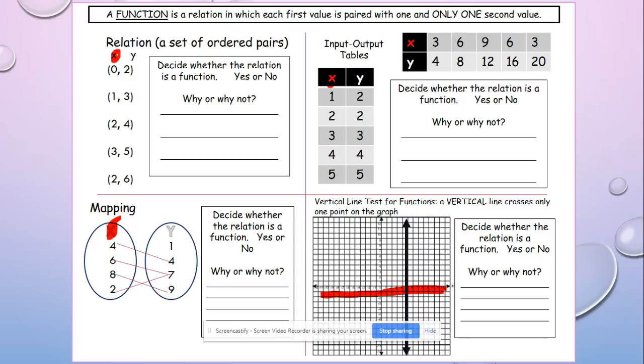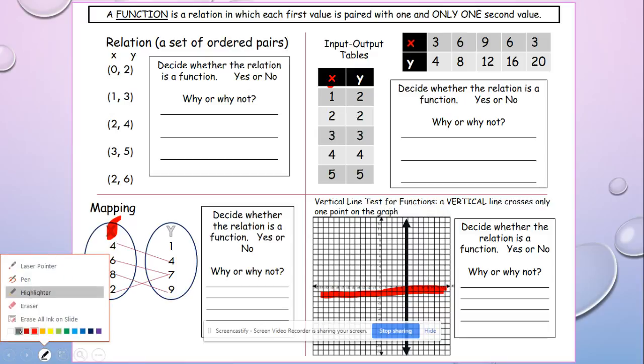So let's look at our first relation, which is a set of ordered pairs. Again, the first thing we want to do is find our inputs. Your inputs are always going to be your x values. In this case, my inputs are 0, 1, 2, 3, and 2. 0 maps to 2, 1 maps to 3, 2 maps to 4, 3 maps to 5, and 2 maps to 6.